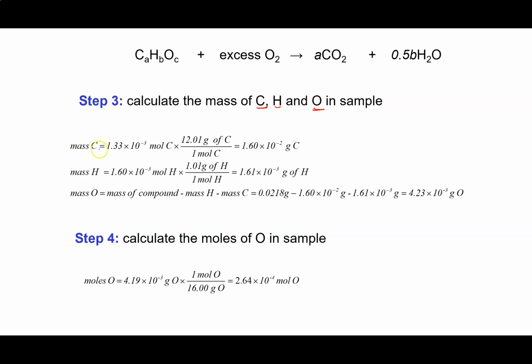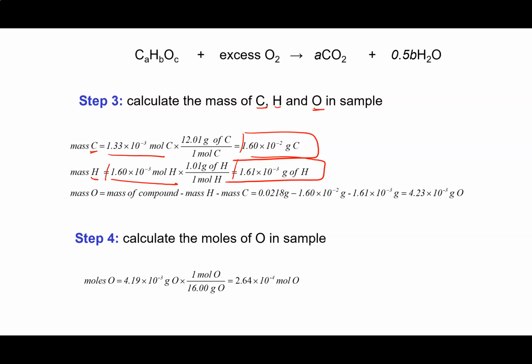So here we go. I'm going to calculate the mass of carbon by taking the moles of carbon and multiplying it by the molar mass of carbon. And then I'm going to calculate the mass of hydrogen by taking my moles of hydrogen and multiplying it by the molar mass of hydrogen. So there are my two masses there.